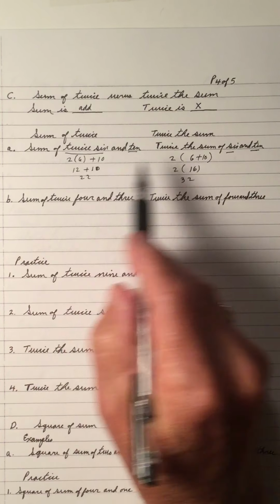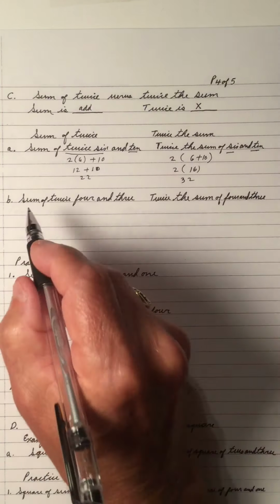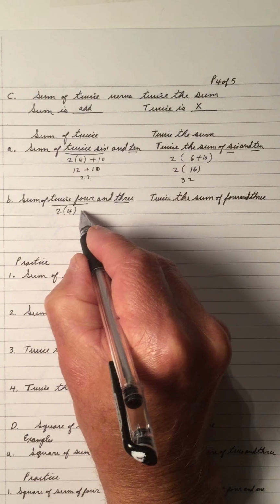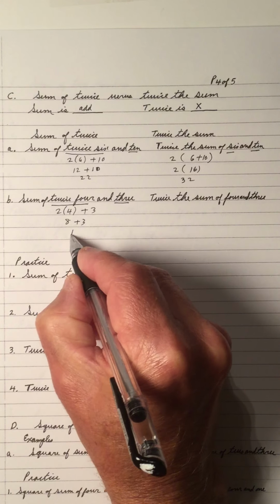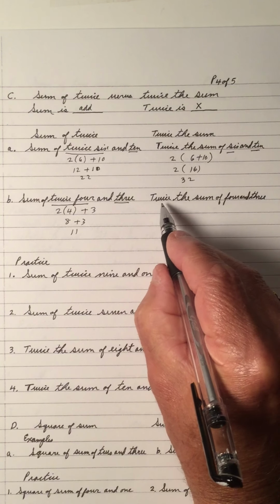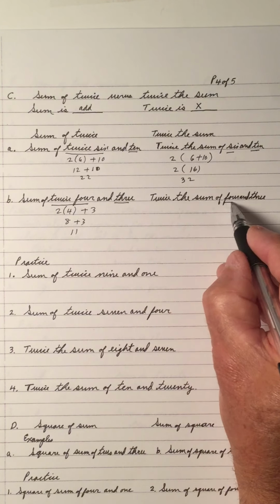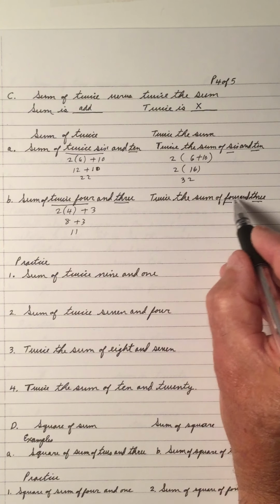Again, note the difference. The second one, the sum of twice 4 and 3. The sum of twice, so you're adding these two together. The sum of twice 4 and 3. So that's twice multiplied by 4, add on the 3. 8 plus 3 is 11. Whereas twice the sum of 4 and 3, so it's the sum of 4 and 3.